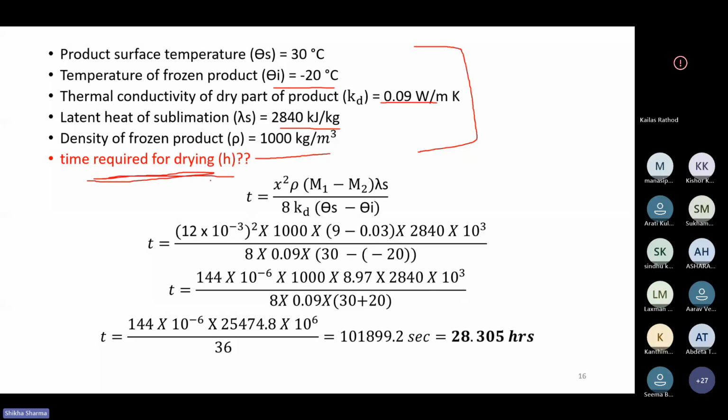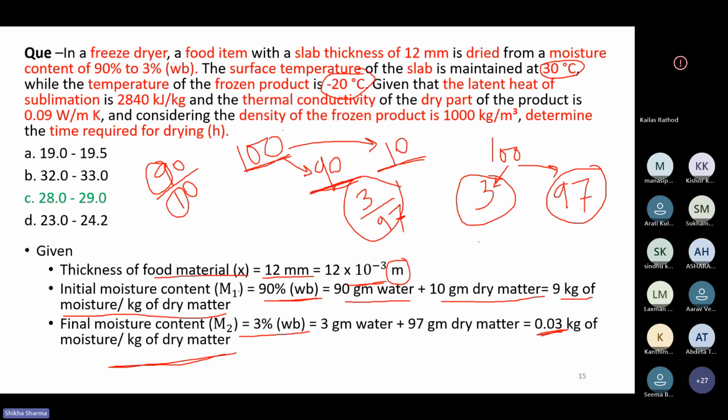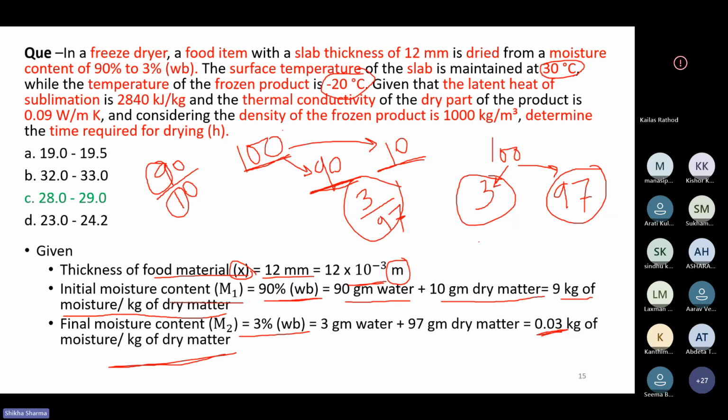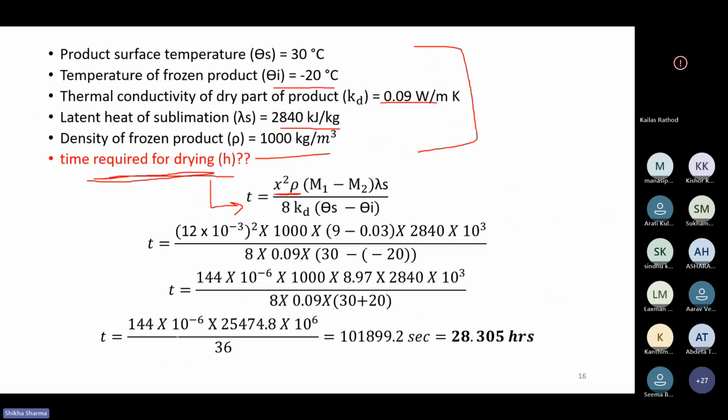So as per the formula, time is equal to x square, which is the thickness of the food material squared, into the density of the frozen part, multiplied by m1 minus m2, which is the initial moisture content minus the final moisture content, into the latent heat of sublimation, divided by 8 into the thermal conductivity of the dry part of the product, then multiplied by the temperature gradient, which is the product surface temperature minus the temperature of the frozen product.